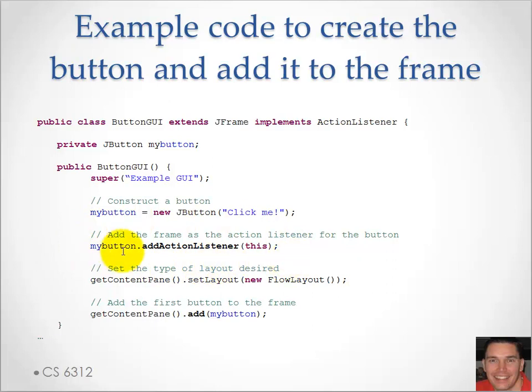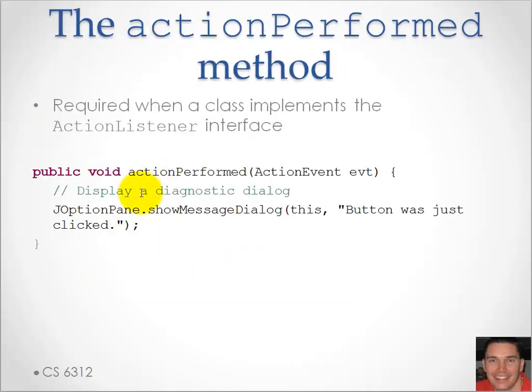Here is where I'm setting up the listener so that I'm going to listen for the click event when that button is invoked. So I say add an action listener, and the class that's going to be listening for this event is actually this class, the button GUI class. So then that requires me to come into the button GUI class and add the action performed method. So what happens when the button is invoked, this method is going to get invoked, and then I can take whatever action that I want to. In this instance, I'm just going to throw up a little dialog that says the button was just clicked.